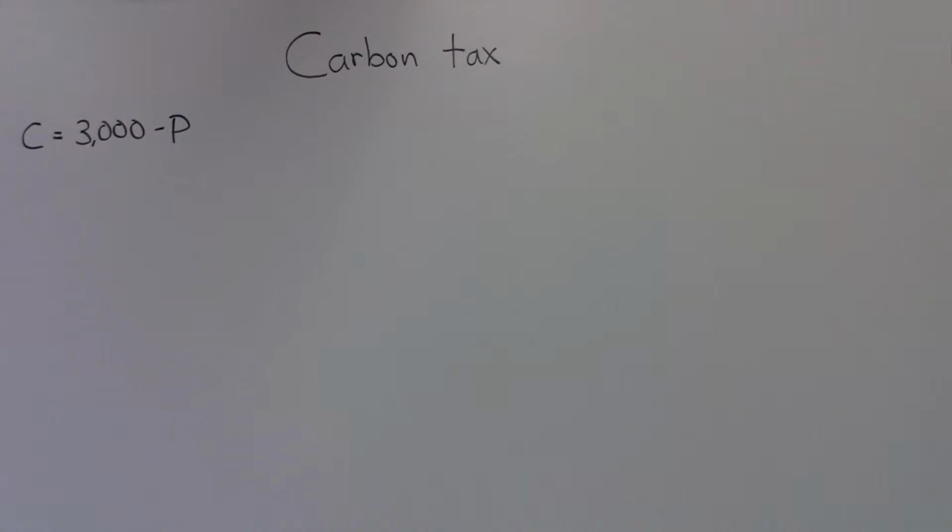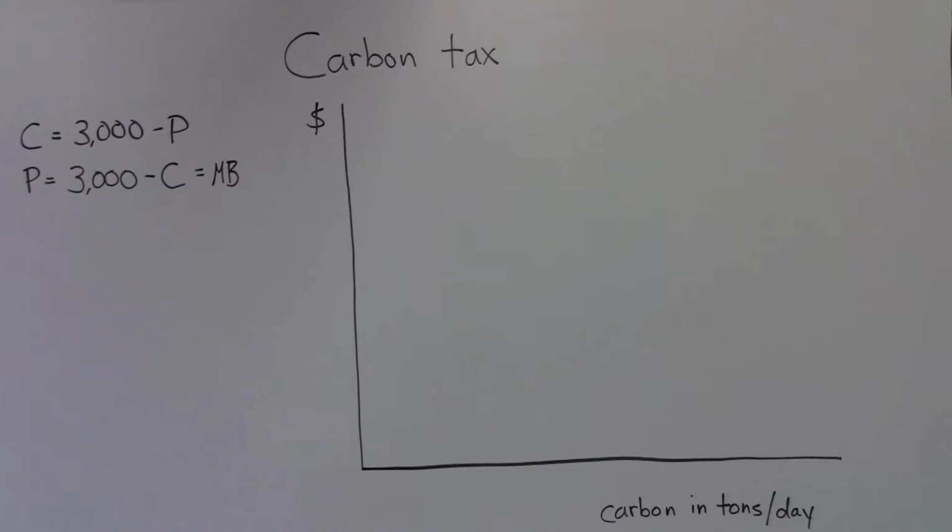To graph the demand for carbon emissions, rearrange terms so that the price of a ton of carbon is a function of quantity, or P equals 3,000 minus C equals marginal benefit. We can graph this curve as a marginal benefit of carbon emissions, which could also be thought of as a marginal cost of emissions reduction. The marginal benefit curve has an intercept of 3,000 and a slope of -1. It looks like this. If it costs nothing to emit carbon, firms and consumers in Springfield will emit 3,000 tons of carbon a day, at which point the marginal benefit of emissions is 0.